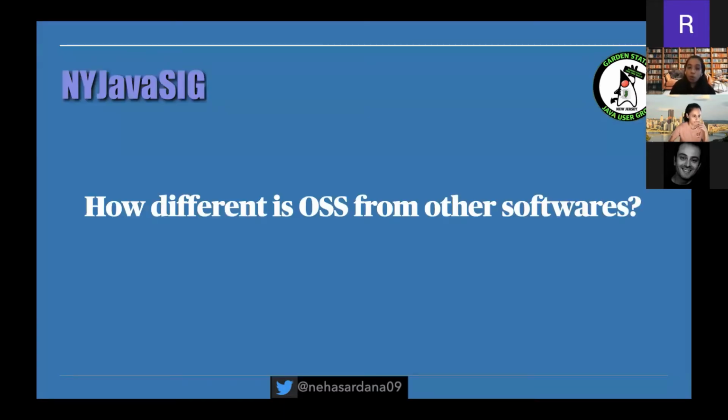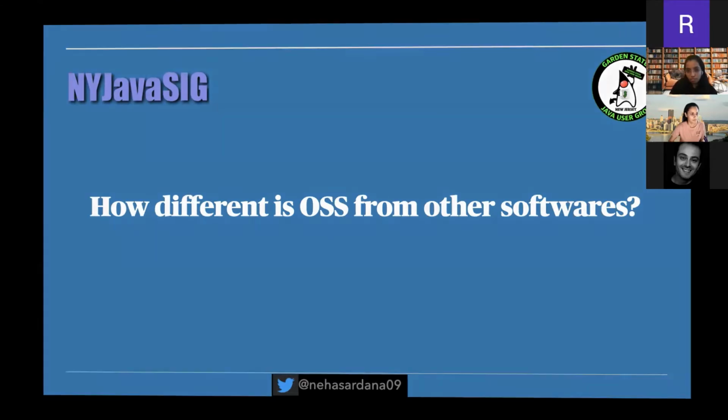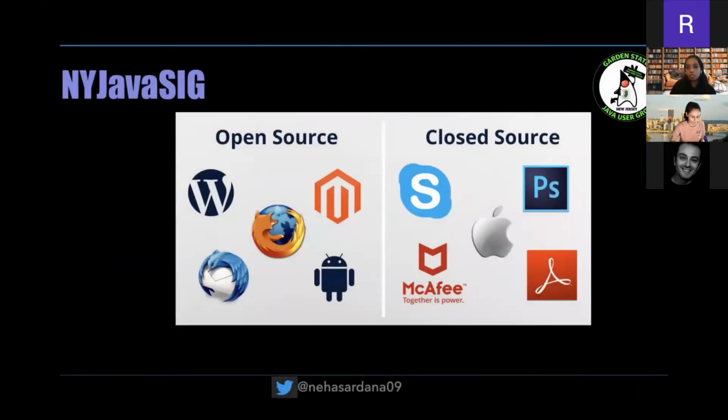Now let's see how different open source is from other software. We'll look at the comparison of what open source software means and what closed source software is. Open source software examples are Android, WordPress, and Linux. Closed source software examples are McAfee, Skype, Adobe Acrobat. So these are a few examples of the differences you'll see.